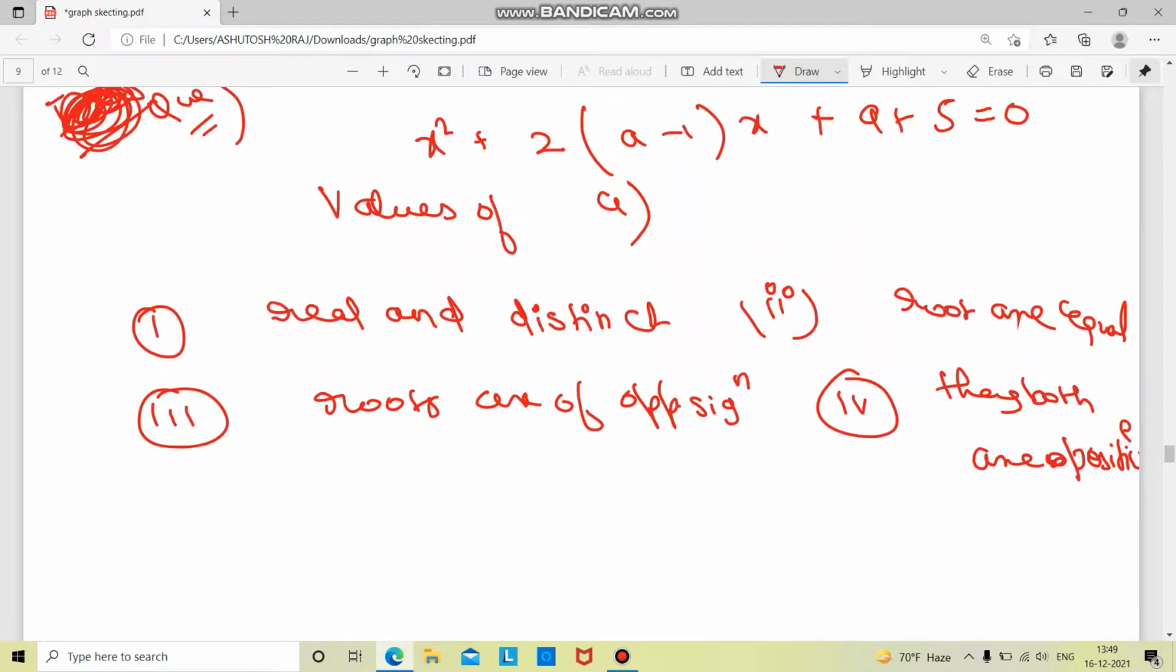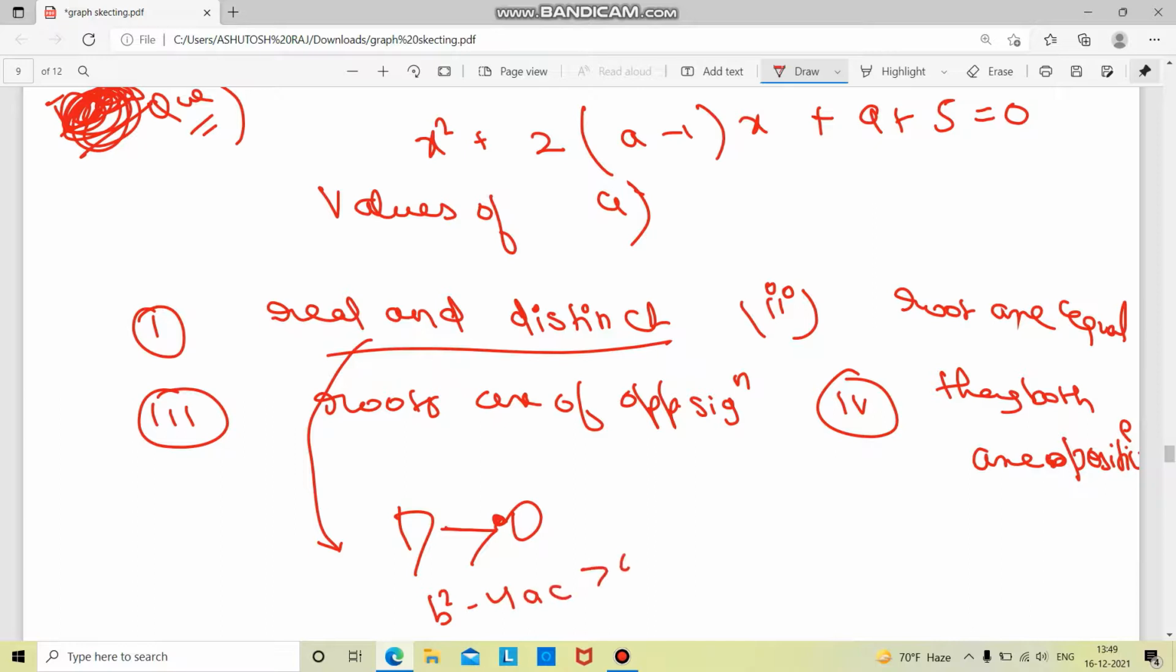As you have studied in the 10th class also, for real and distinct roots we have one condition only, which is D greater than 0. So you can apply it and get the values. D greater than or equal to 0 will not work, D greater than 0 will work, which is b square minus 4ac greater than 0. You can do it very easily. For equal roots, we have the condition D equal to 0, which can be used very easily.